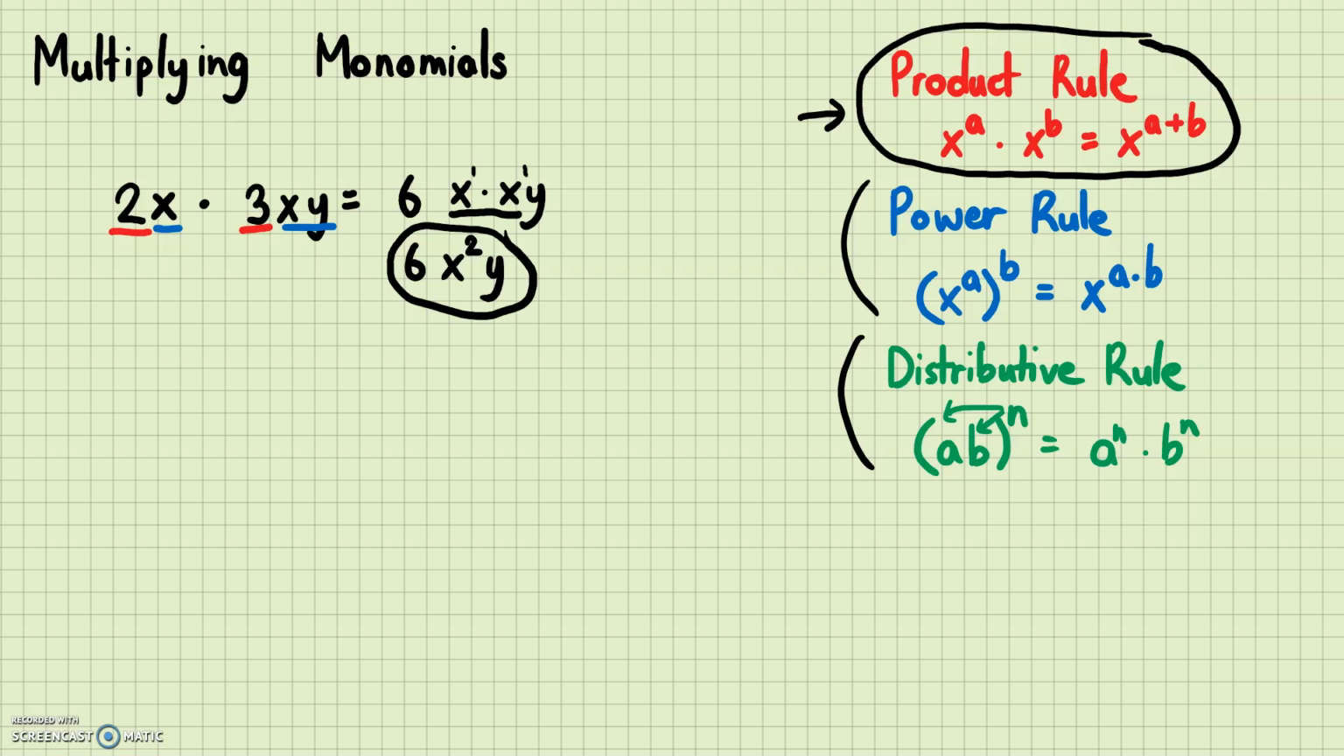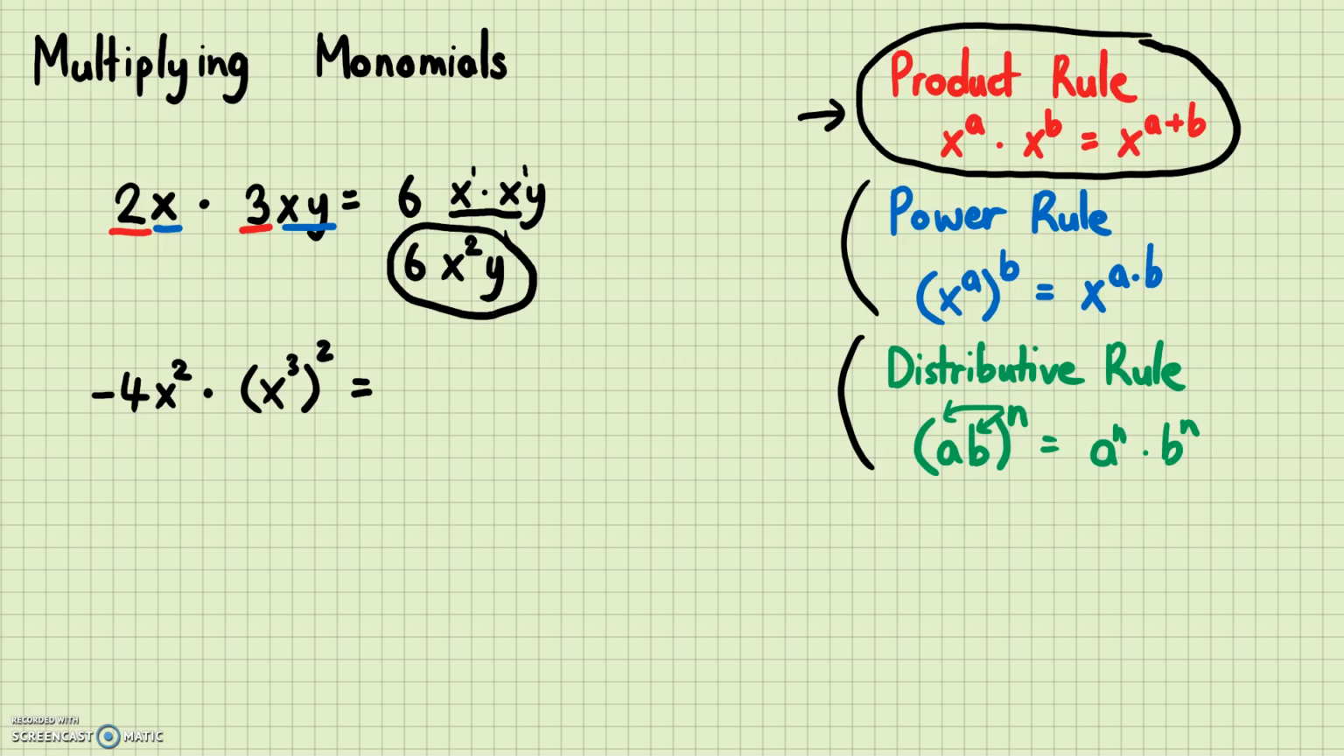Okay, that wasn't too hard. Let's try another example, a little bit more difficult this time. Let's use some negative numbers. Negative 4x squared times x to the third power raised to the second power. Okay, how do we do this one?